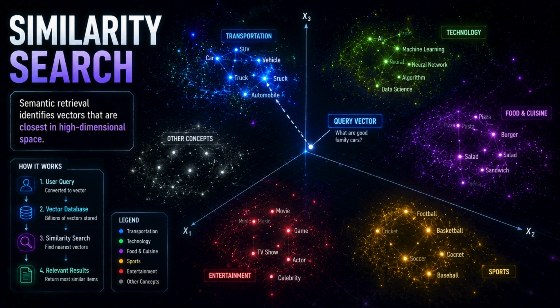The similarity problem. Imagine billions of vectors floating in space. Some are close together. Some are far apart. The challenge becomes, when a user asks a question, how do we find the nearest vectors among billions of possibilities? This is the problem vector databases were created to solve.